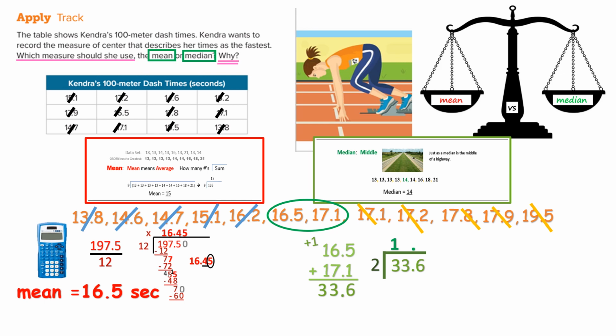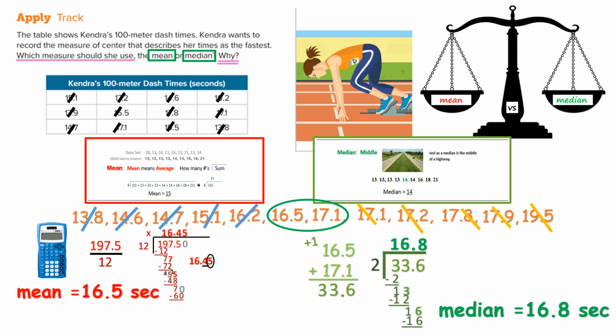When I raise my decimal and divide, 2 goes into 3 one time, with a remainder of 1. Bring down my 3, 2 goes into 13 6 times, which gives me 12, and a remainder of 1. Bring down my 6, and 2 goes into 16 8 times, with 0 remainder. So we're finding that our median is 16.8 seconds.